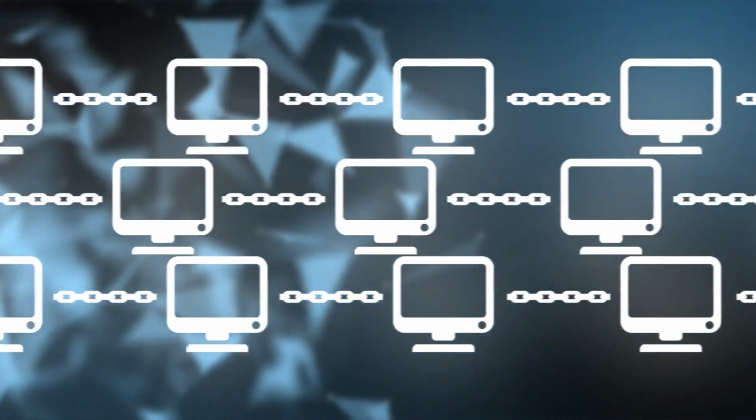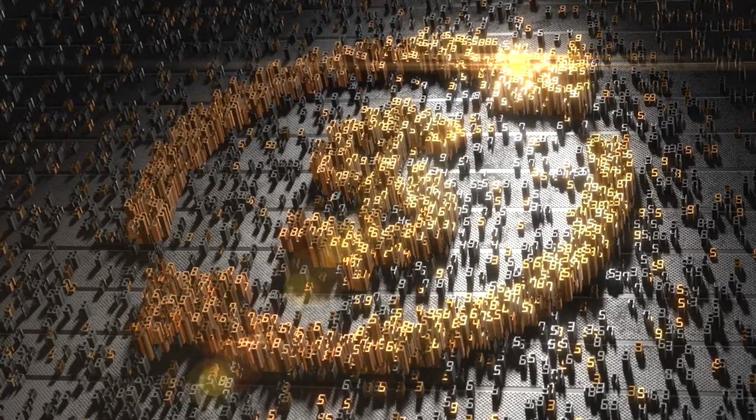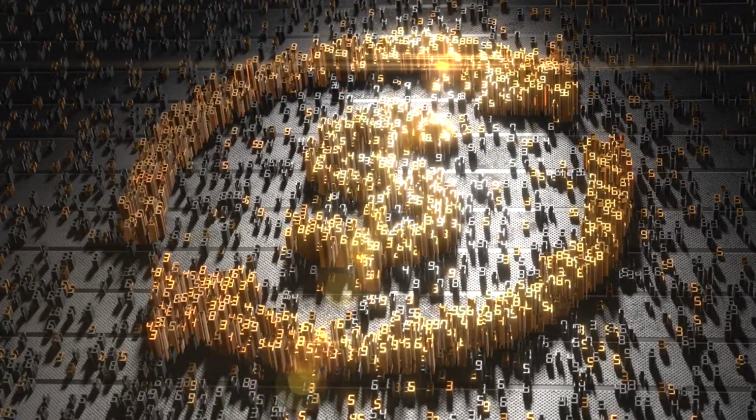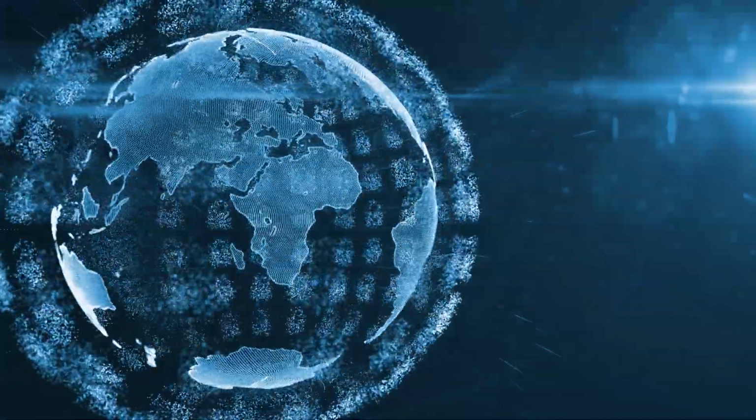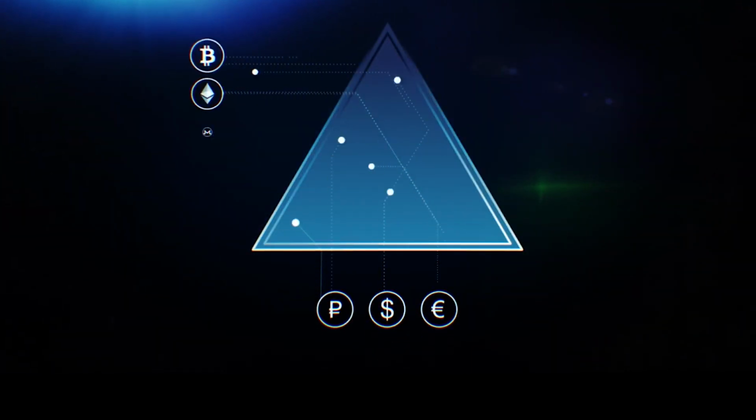any single entity. Each transaction on the blockchain is secured using cryptographic techniques. Data is encrypted using a cryptographic hash, a unique string of characters generated by an algorithm. This makes the data secure and tamper-evident.